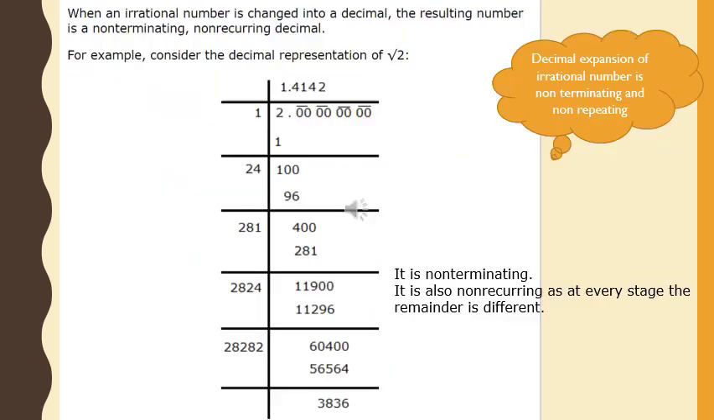Let us see the decimal expansion of an irrational number, that is non-terminating, non-repeating. We have seen the process for root 2. The answer is 1.4142, and so on. It will keep on going. It will be non-terminating, non-recurring. At every stage the remainder is different, so it is an irrational number. So the decimal expansion of an irrational number is non-terminating, non-repeating.